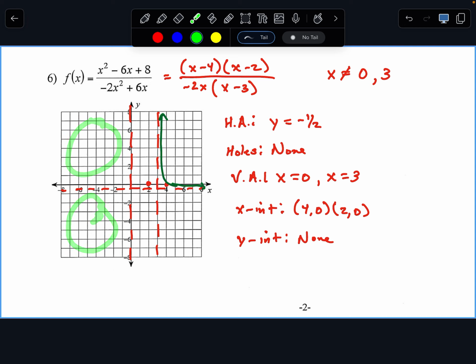And what you're looking for is, so let's say I took like -1 and I plugged it into the original equation. Doesn't matter if it's original or factored form. Let's say I plug in -1 and I see what we get. What I'm trying to determine is whether the answer is above -1/2 or below -1/2. If it's above, then that's where the graph is. If it's below, then that's where the graph is. So let's say we plug in -1. What do we get for an answer?